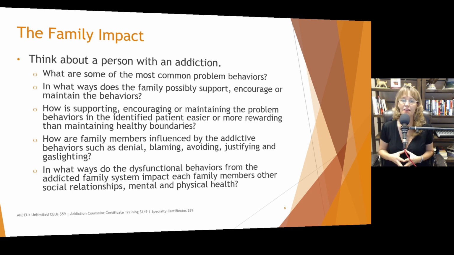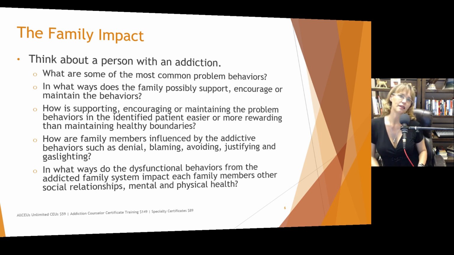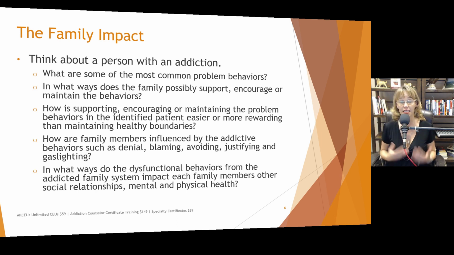In what ways do the dysfunctional behaviors from the addicted family system impact each family member's other social relationships and their mental and physical health? Now, this is important to think about. In what ways is the person impacted? And I'll go back to my aunt and uncle. My aunt has diabetes, and even before all this, it wasn't well controlled. And during this process, her diabetes just went haywire because her HPA axis was overactivated. Her blood sugar was all over the place. She wasn't sleeping. My uncle had cancer, and obviously, you can hypothesize that it may have negatively impacted his response to the chemo treatment because he was under so much stress.